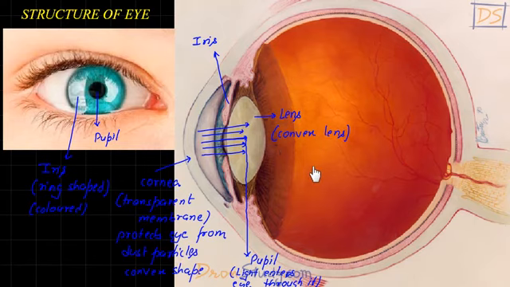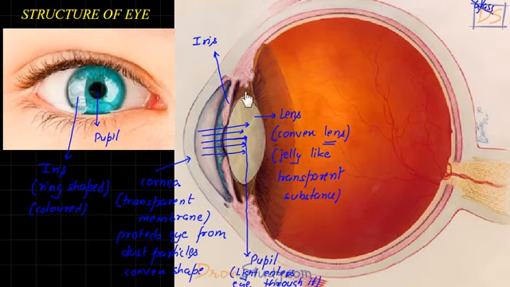Now, students, you might be thinking that lenses are generally made of glass, right? So is this lens also made of glass? Definitely no, students. The lens inside your eye is not made of glass. It is made of a jelly-like transparent substance. Obviously, it cannot be made of glass, right? If there were glass inside, your eyes would be damaged, students. So this lens is made of a jelly-like transparent substance.